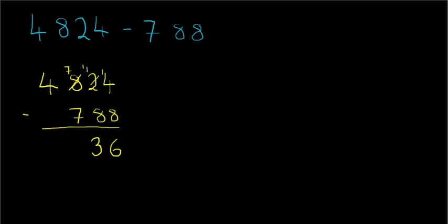Next one is 7 take away 7, which is 0. And then 4 take away an imaginary 0 is just 4. In other words, our answer to 4,824 take away 788 is 4,036.